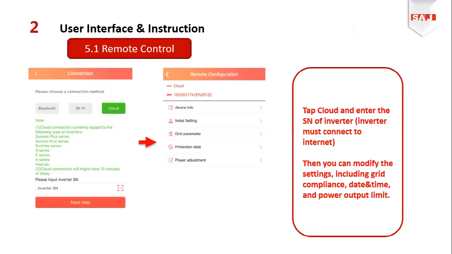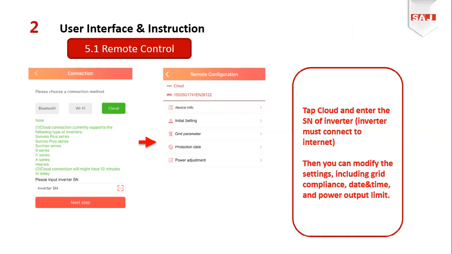Inside the device information, you can see the model of this inverter, the firmware version, and the communication board version. Also the running information, like the string voltage, the string current, and the AC output power. Of course, you can also see the current power and the today's energy, monthly energy, yearly energy, and the total energy.